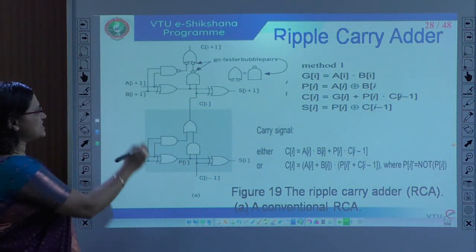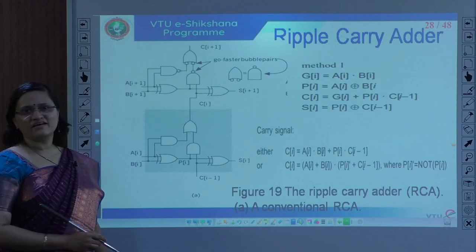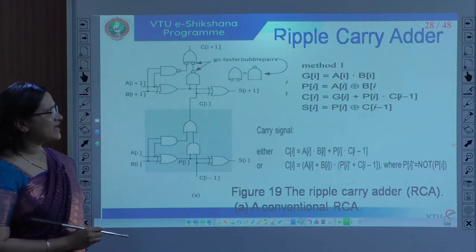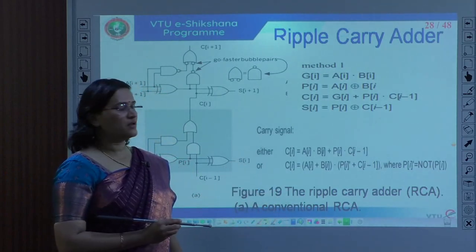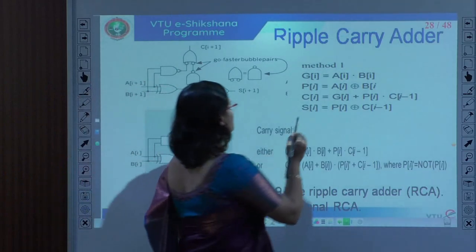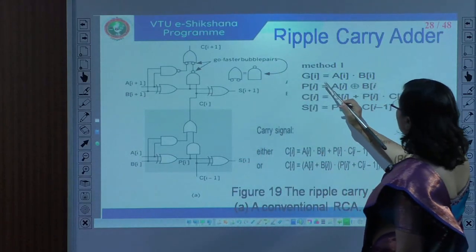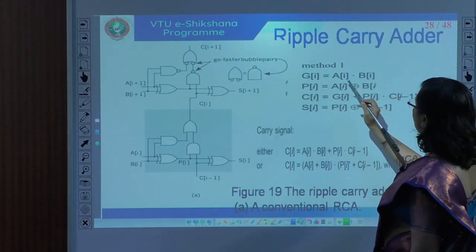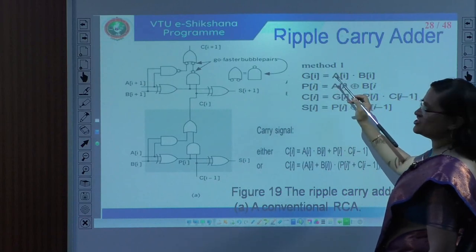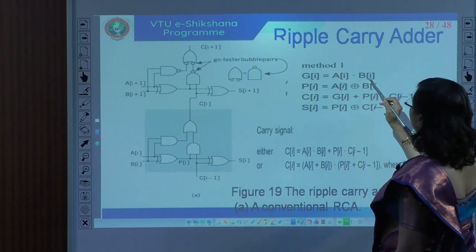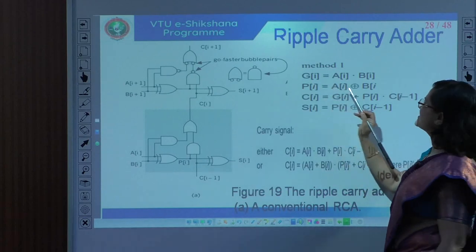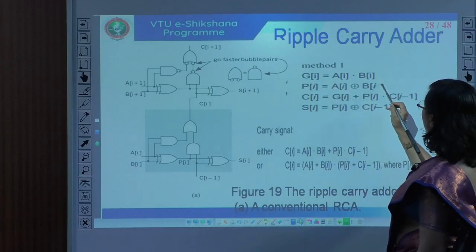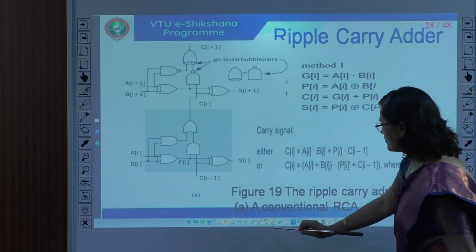So next, this is a conventional ripple carry adder. For the conventional ripple carry adder, there are two methods by which we can realize it. Let us see here. So what is this Gi? In yesterday's class, we went through that Gi is nothing but the generate. So we get Ai into Bi, and Pi is nothing but your propagate. So it is Ai plus Bi, okay?